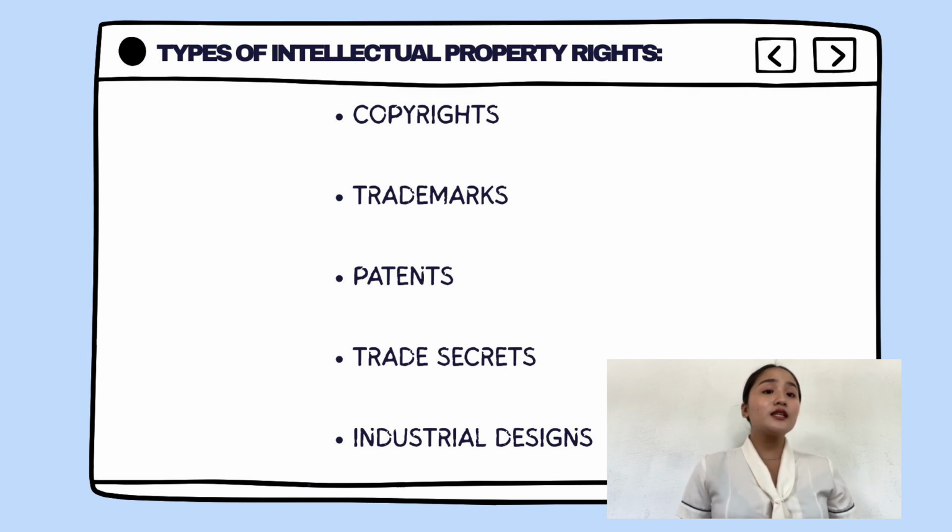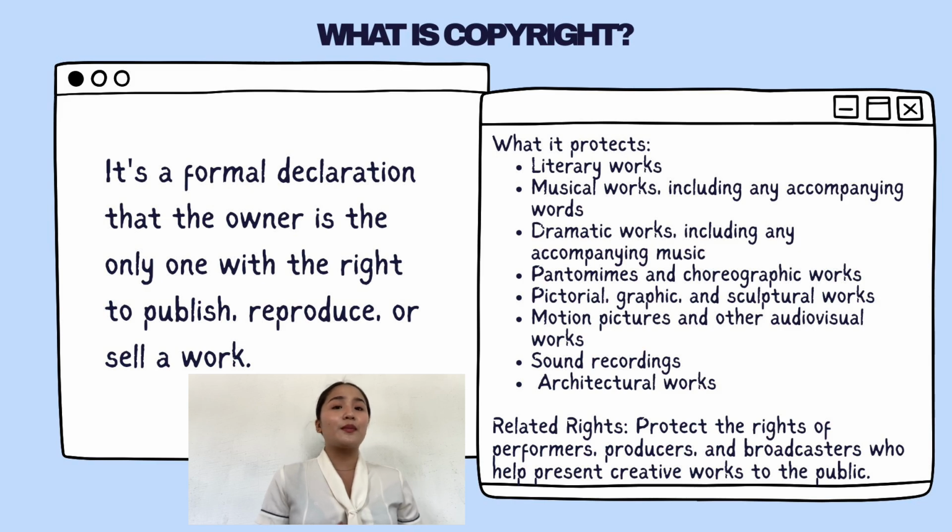Alright, good afternoon everyone. So now, let's talk about the types of intellectual property rights. There are 5 main types of intellectual property rights. These are copyright, patents, trademark, trade secret, and industrial design. Each one of them protects something different. Now, I will be discussing each one of them so you can understand how they work and why they are important. So let's start with copyright.